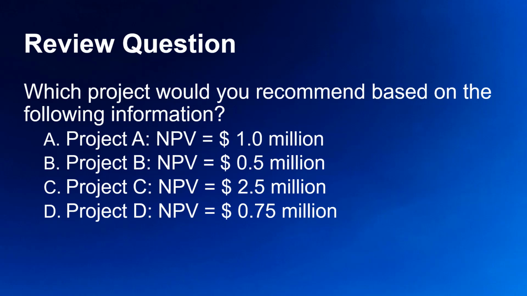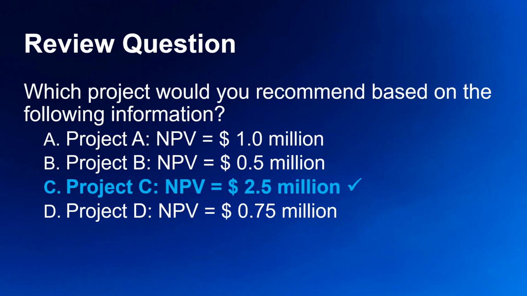If you have paid good attention, you know that the biggest NPV is the best NPV. Therefore, answer C is correct. All else being equal, you should select the project with the biggest net present value, and that is C, where the NPV is 2.5 million.